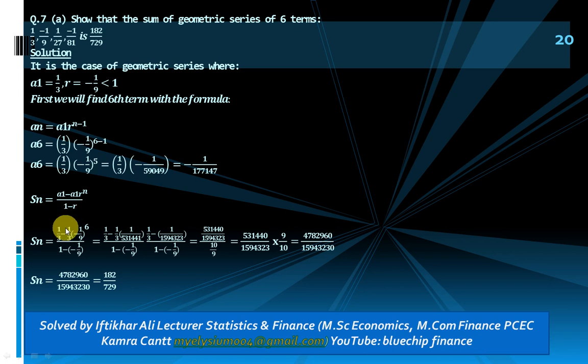So alpha 1 is 1 by 3 minus alpha 1 once again 1 by 3, and r is minus 1 by 9 raised to power 6, divided by 1 minus r. 1 minus r is minus 1 by 9. So after solving this, it will become equal to 182 divided by 729. So it is proved.